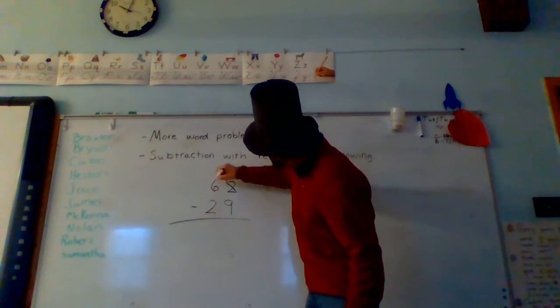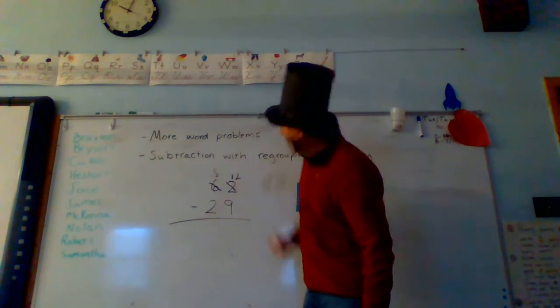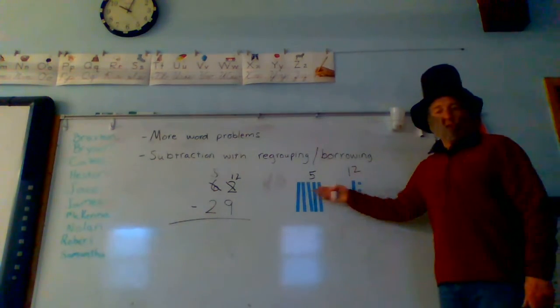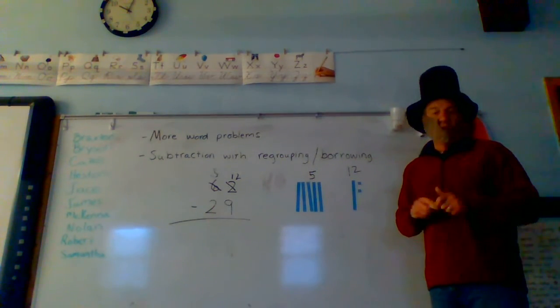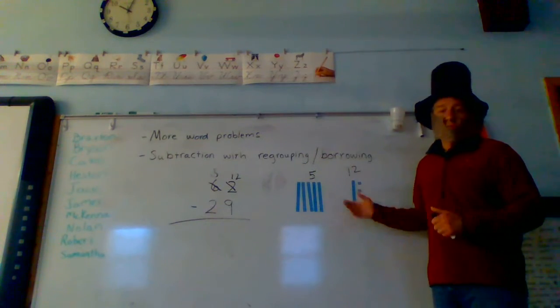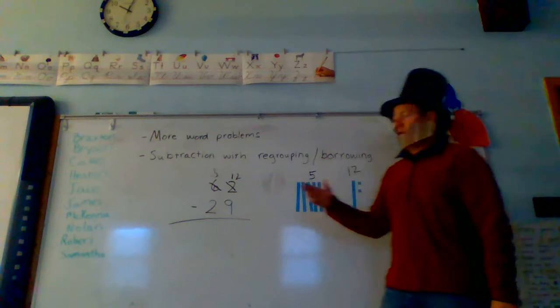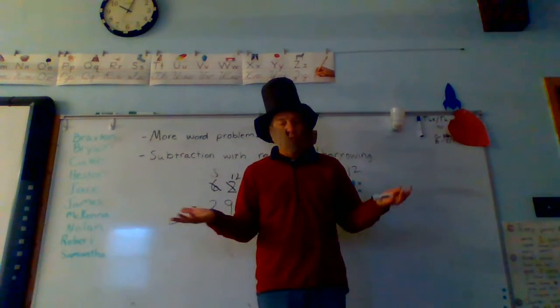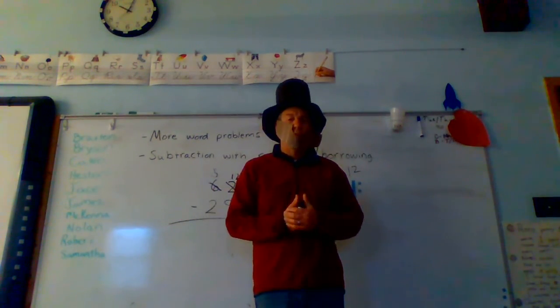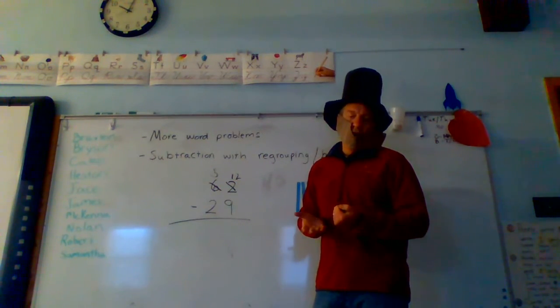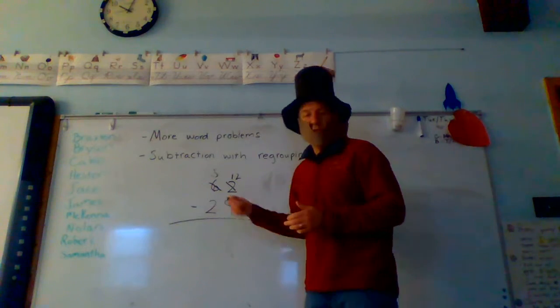12. And the 6 turns into a 5. Okay? That's why borrowing and regrouping works. Now we've done this before, and I'm just doing some review, but that's why it works. But the first step we need to always do is make sure, by looking at the problem, whether or not we have to borrow. But let's go ahead and finish this off.